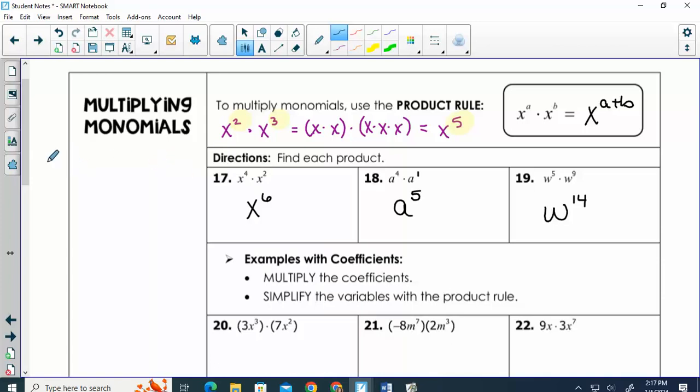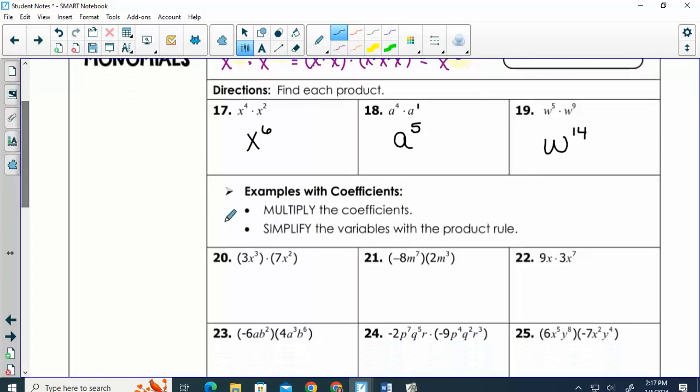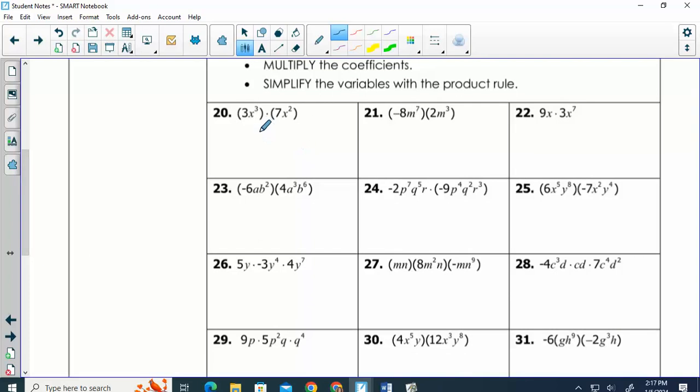When we have coefficients, numbers in front, we multiply those numbers just like normal, and then to multiply the variables, you add your exponents. So if I look at number 20, 3x to the third times 7x squared. So we take 3 times 7, and then x to the third times x to the second would be x to the fifth.